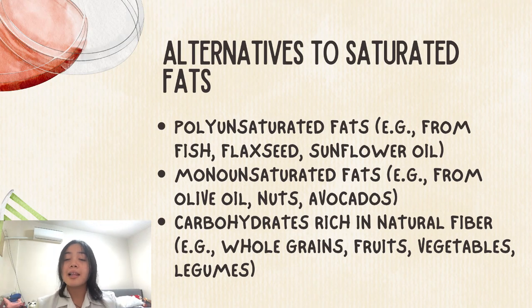Now, let's be practical. What are better alternatives to saturated fats? We have polyunsaturated fats from fish, flaxseed, and sunflower oil. Monounsaturated fats from olive oil, nuts, and avocados. Carbohydrates rich in natural fiber, such as whole grains, fruits, vegetables, and legumes. Remember, it's not just about how much fat we eat, but also what kind of fat. Healthy fats equal a healthy heart.